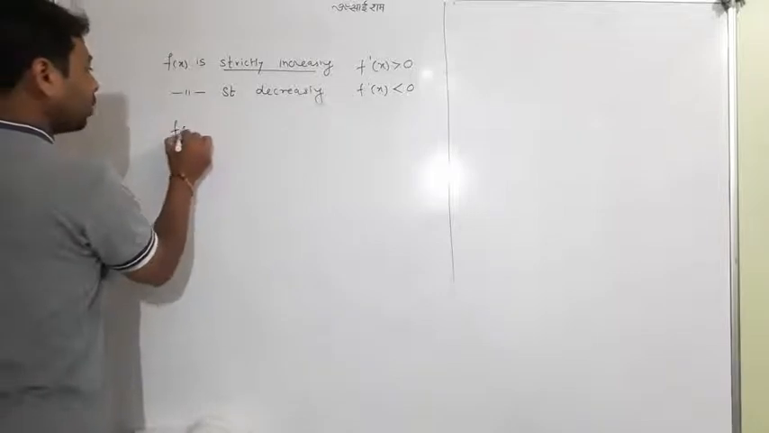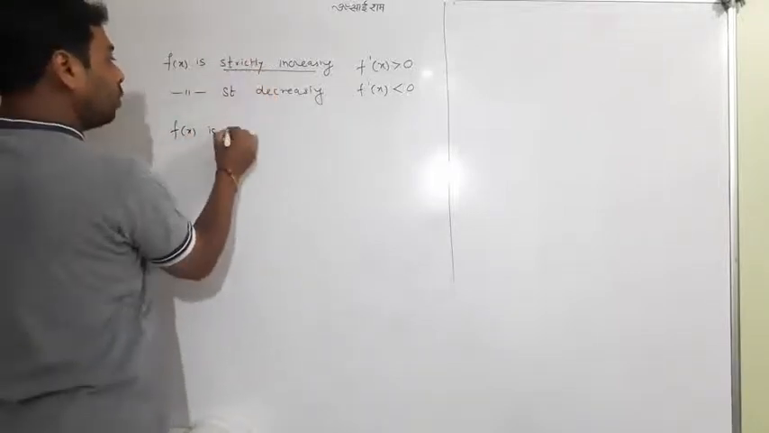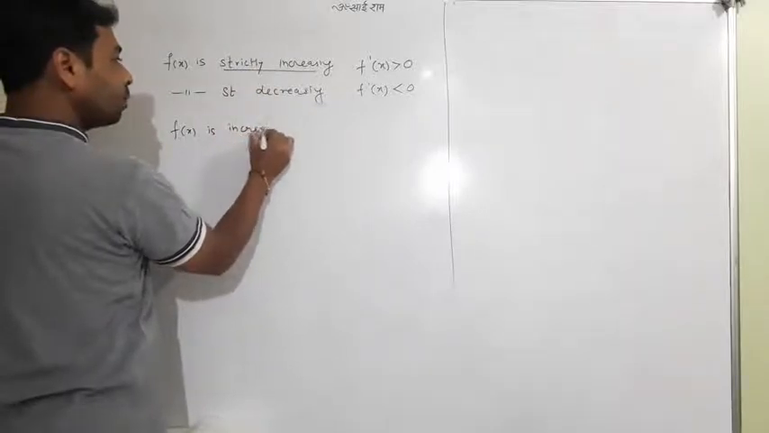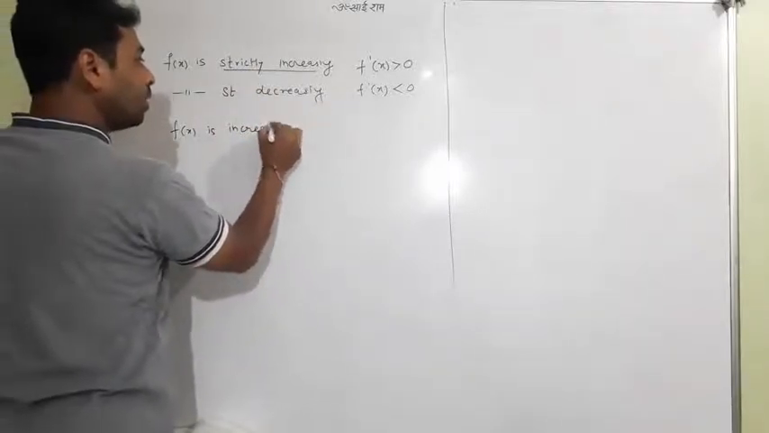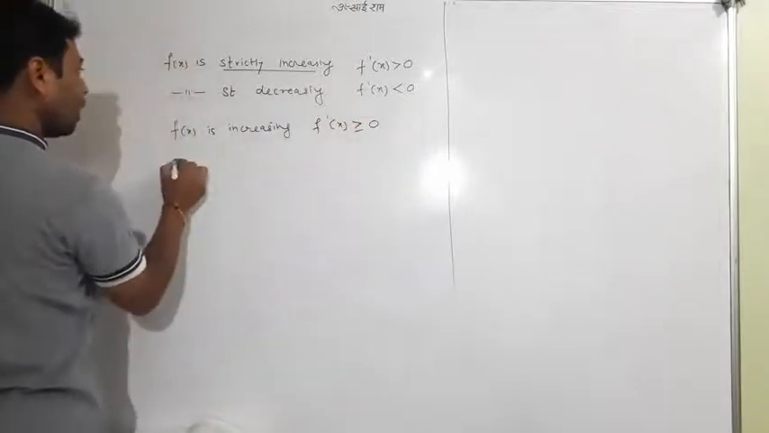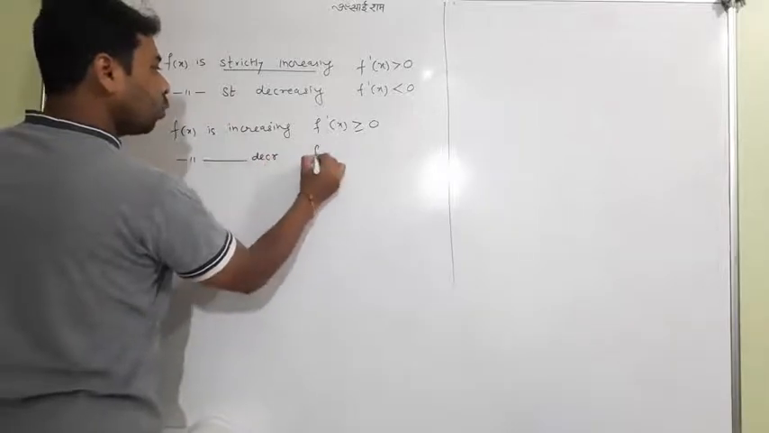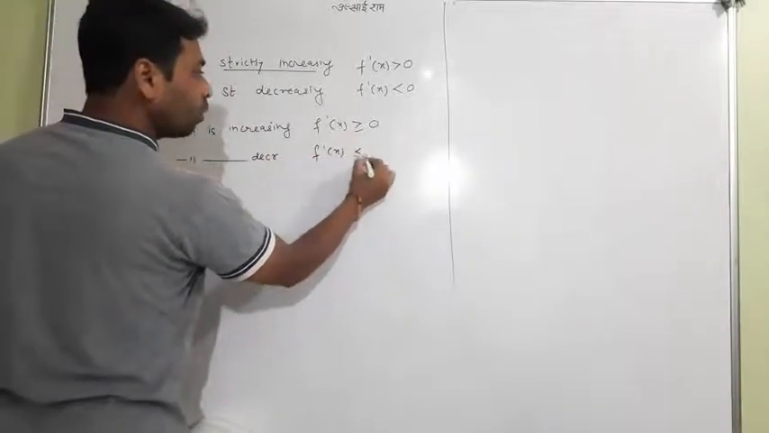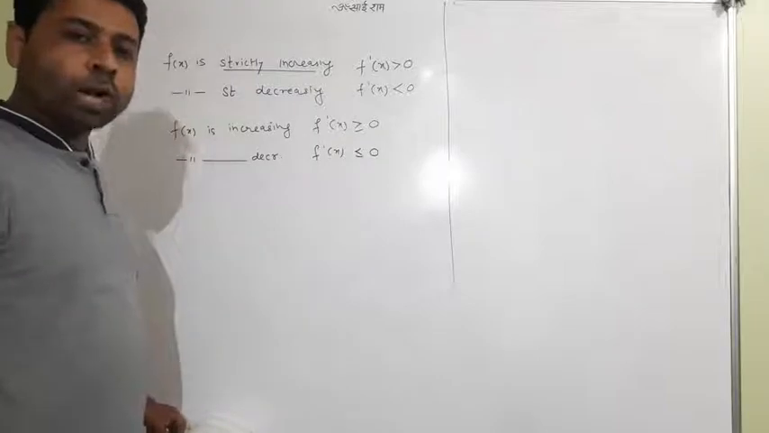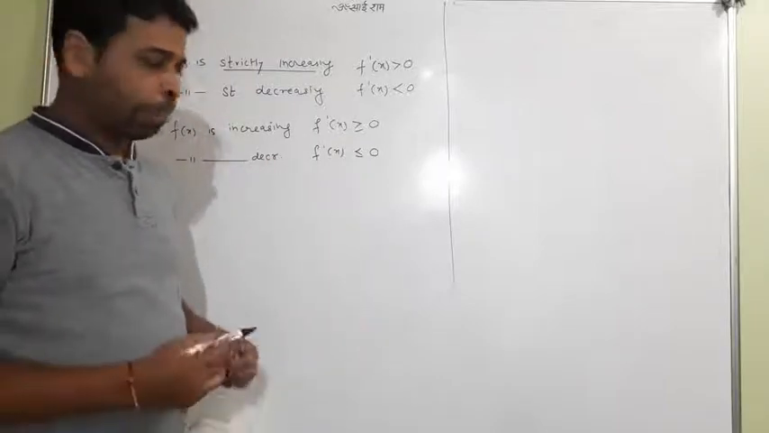If we say function is increasing, I am writing without the word strictly: function is increasing when f dash x is greater than or equal to 0, and function is decreasing when f dash x is less than or equal to 0. Now these four types yesterday I taught with graphs, even I taught you each and everything.